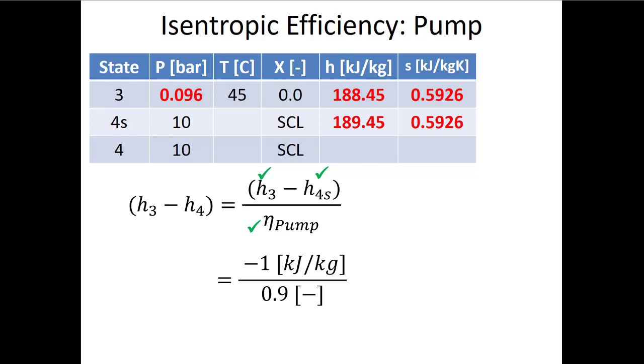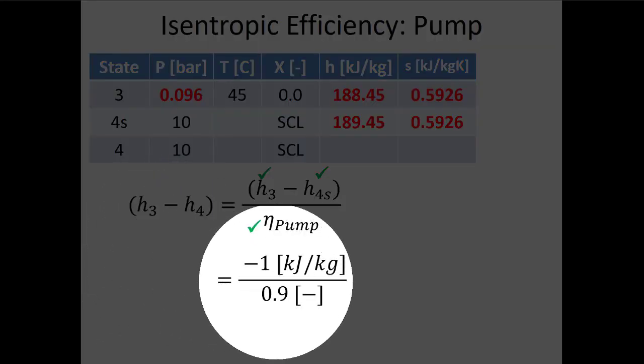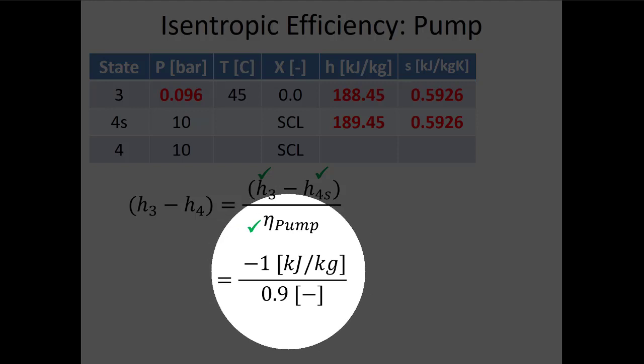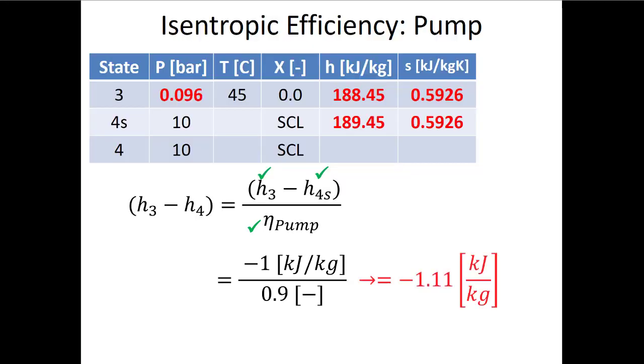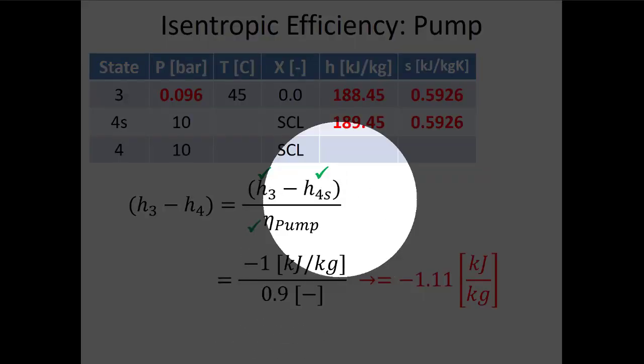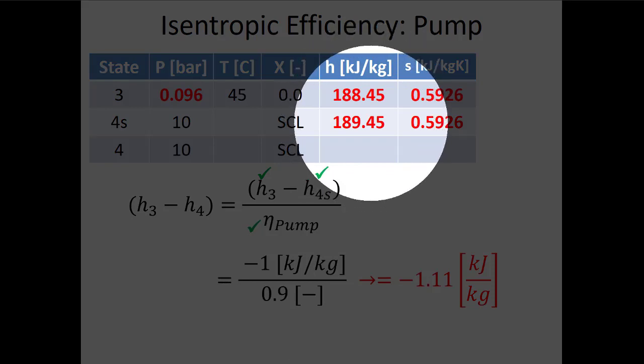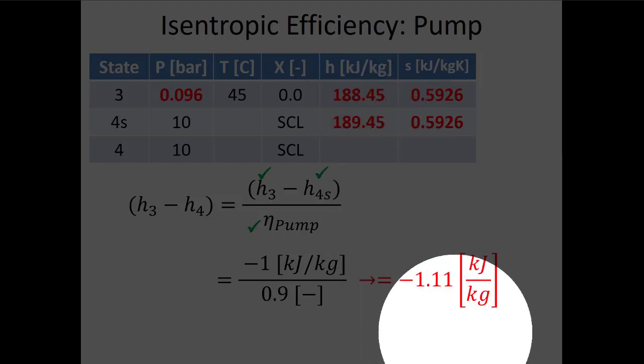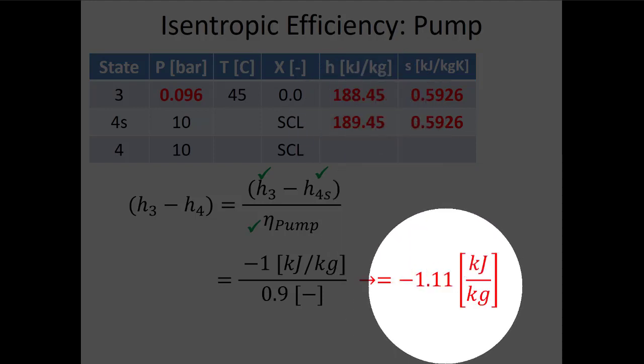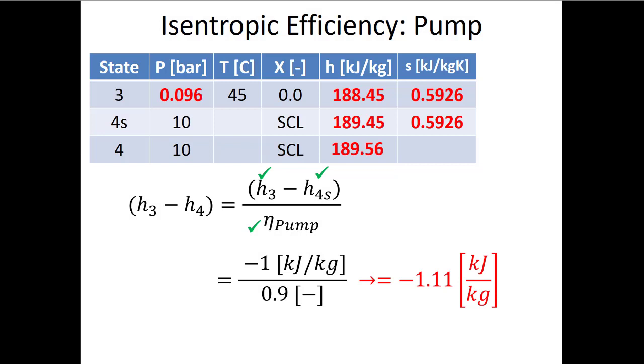So here, if we're trying to find H3 minus H4, then we would get -1 kilojoule per kilogram. That's the difference on the top, divided by 0.9, and that's going to give us -1.11 kilojoules per kilogram. So whereas through the ideal pump we increase the enthalpy of the fluid by 1, through the real pump we're going to increase the enthalpy of the fluid by 1.11. So here we've consumed a little bit more power in the real pump than in the ideal pump.